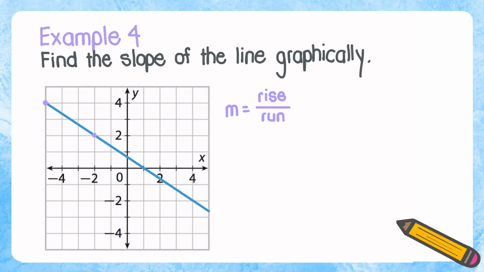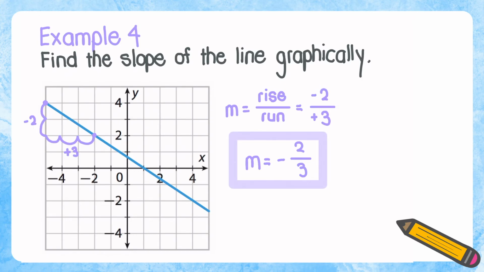So starting from this point at the edge, we go down 2, so it's going to be a negative 2, and then we move to the right 3, so positive 3. So our rise is negative 2, and then over our run, which is positive 3. Our slope is m equals negative 2 over 3, a negative slope.